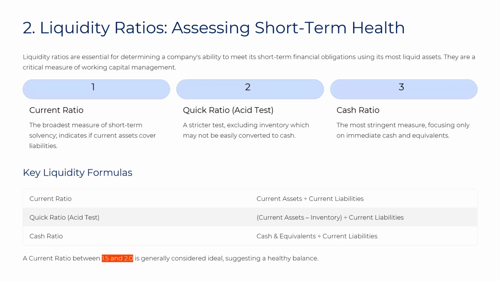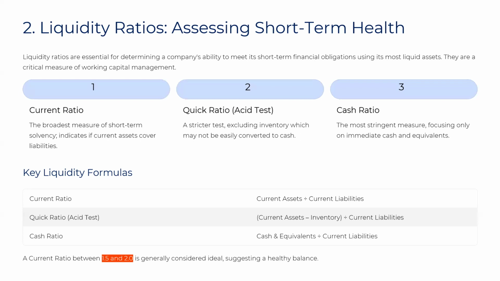The ideal ratio for current ratio is a minimum of 1.5. If you have less than 1.5, it means that your current ratio is not good enough. And if you have less than one, that means the business is in problem. If you have more than 2.0, it means the company is doing very well. So that's current ratio.